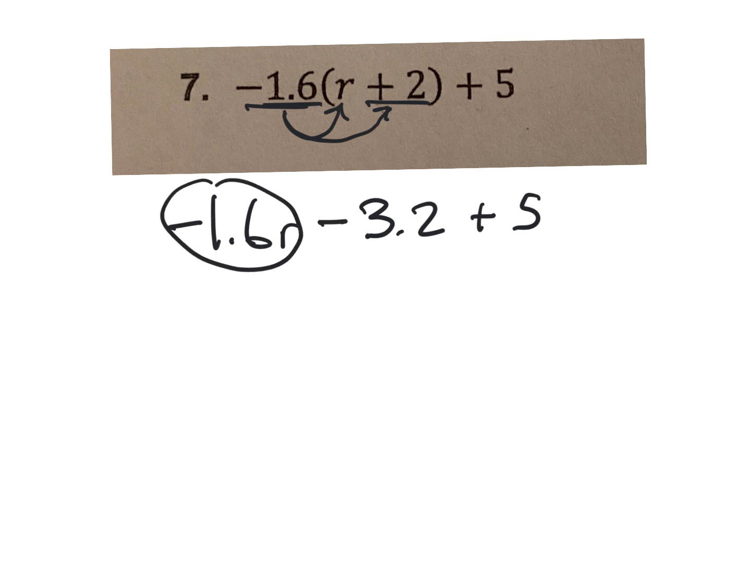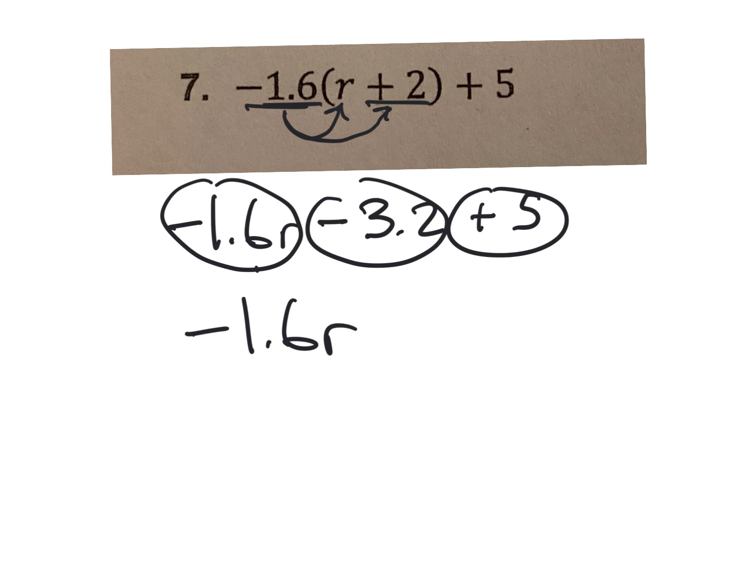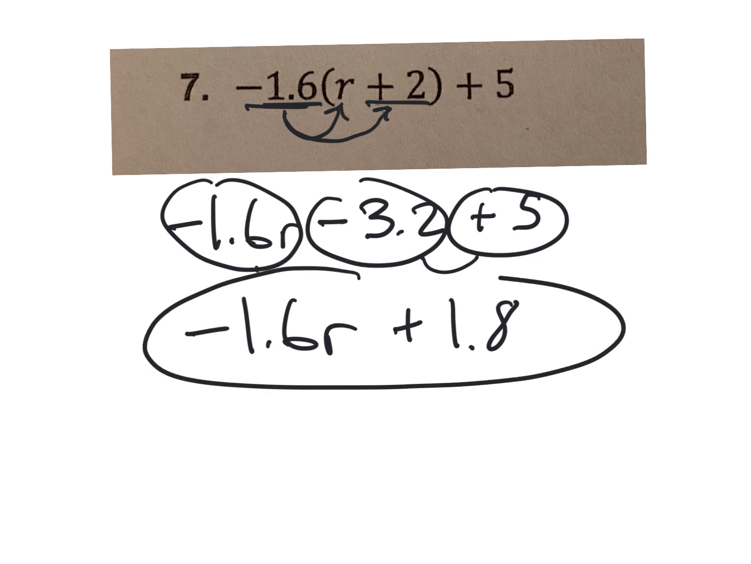And I have these 3 terms. There you go. This one is not any like terms, so it's -1.6r. These two are both constants, which means they're like. So the +5 is a greater absolute value than the -3.2. So I take the difference. I take 5 minus 3.2, and it gets me a +1.8. And I can't put those together, so that is my simplified answer.